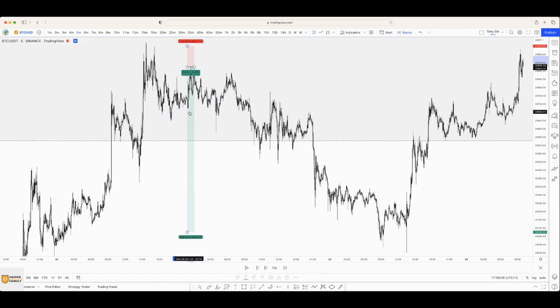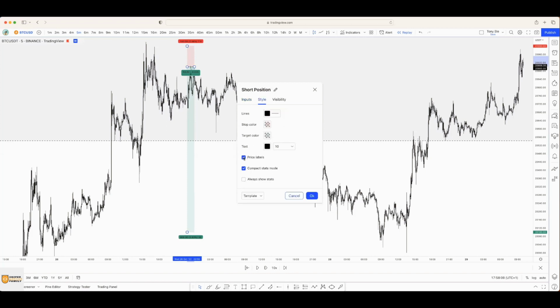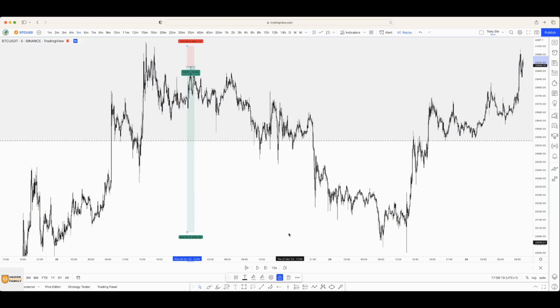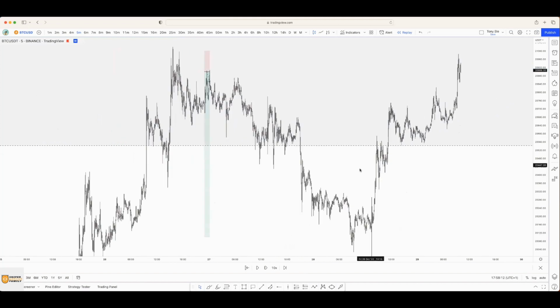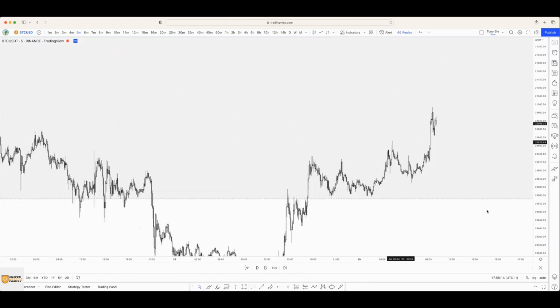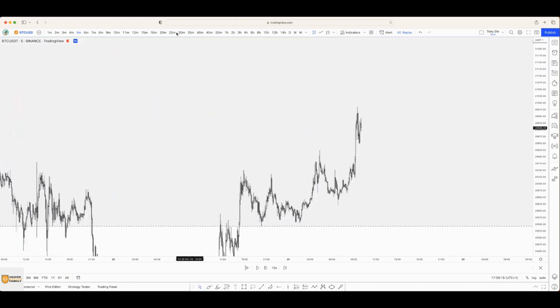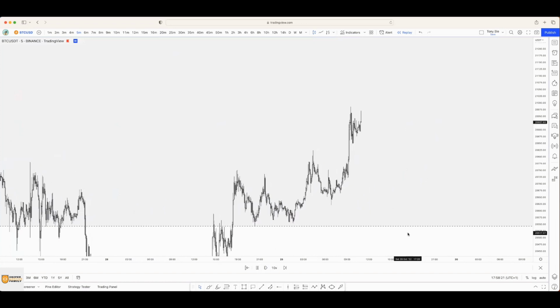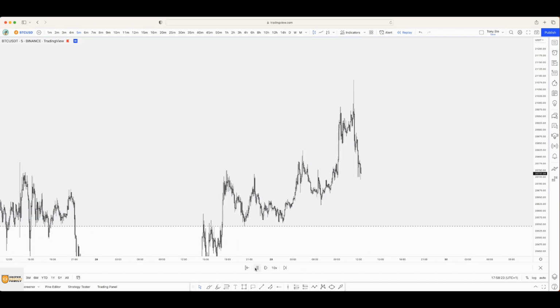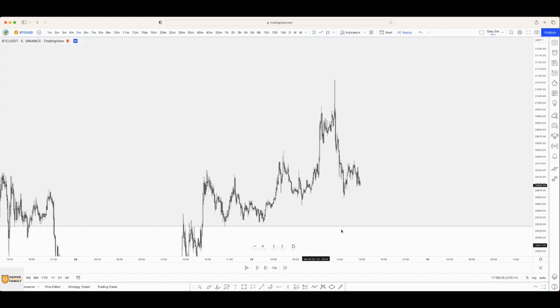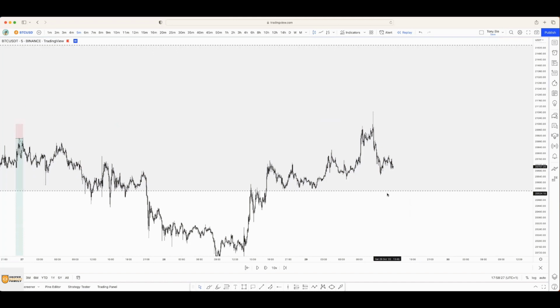Okay, so we're just going to have this here and then we lock this. Okay, so now let's see. Price went up again. Price came back into that area and beyond. Price went to the 50% now of the imbalance. Okay, so now this is the imbalance.